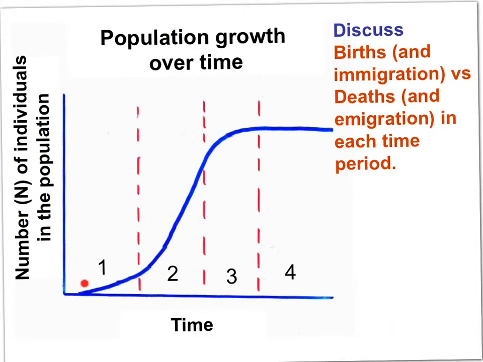In time period 1, the population grows slightly, thus the absolute number of births plus immigration must be greater than the absolute number of deaths plus emigration. In time period 2, the same is true, except the difference between births and deaths is greater than in time period 1. In time periods 3 and 4, we can see that the difference between births and deaths is actually quite small, approaching 0. The population no longer grows.